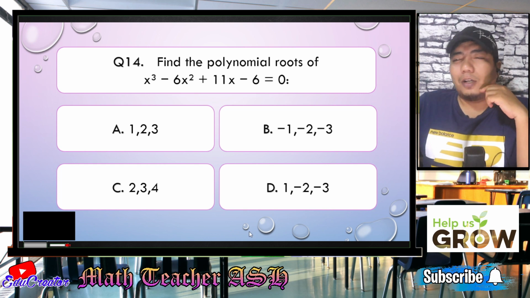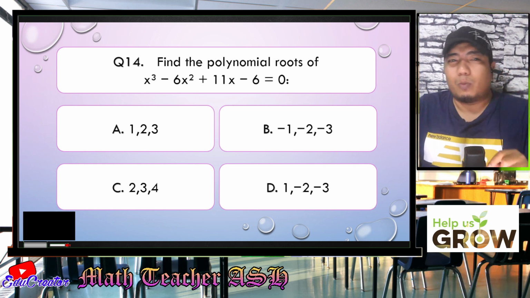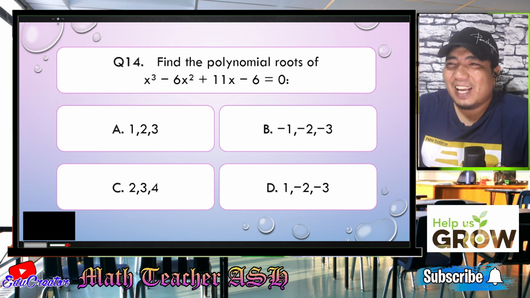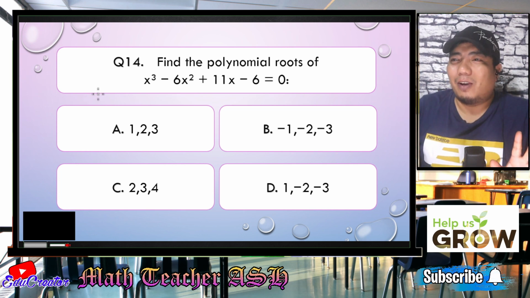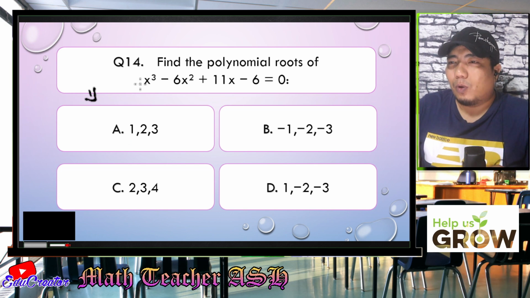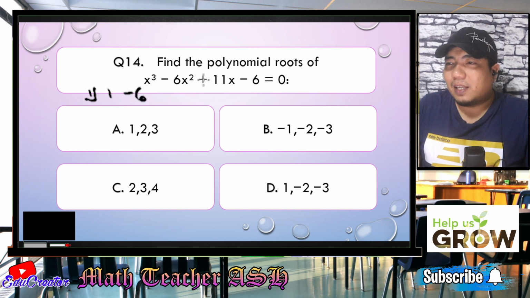Alright, my dear math learners, this is one of the challenging questions that we have right now. Why? Because we will be solving. So we can use the simplest way of getting the roots, and that is basically the synthetic division. So let's consider positive 1. Okay, so let's get the coefficients of this given polynomial function. So that is 1, negative 6, positive 11, and negative 6.